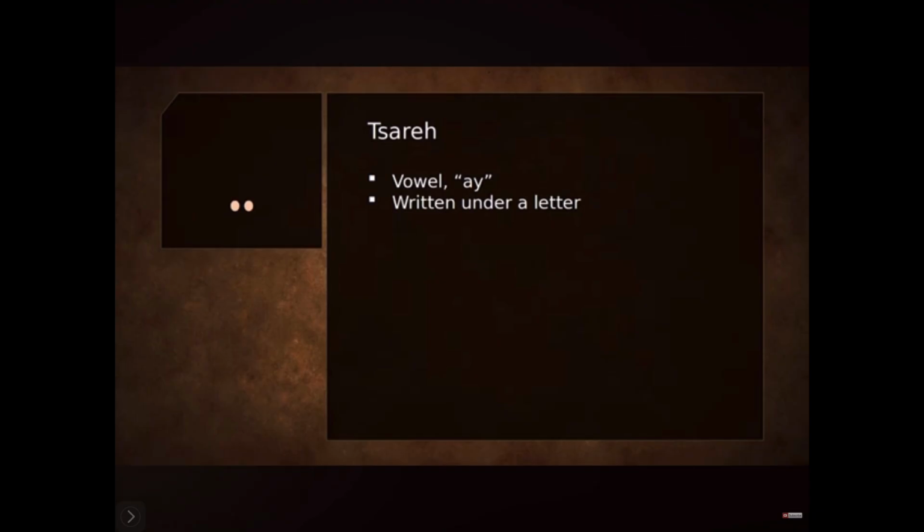Here we have one more vowel. This is the tsera. It is two dots written side by side. They are written underneath of a letter, and it makes the sound of long A, as in the word say.